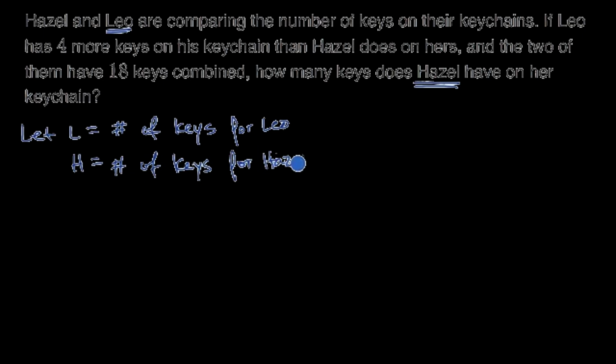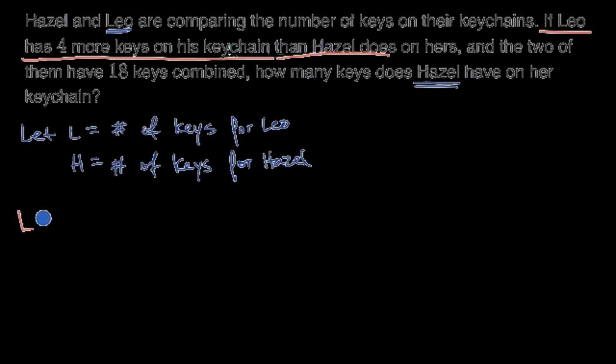Obviously, if you were doing this on a test like the SAT, you wouldn't have to write all of this out. You would be trying to get to the solution, but I'm trying to explain it out for you, so I will do that. Let's see how we can set up these 2 constraints that they gave us as equations. It says Leo has 4 more keys on his keychain than Hazel does. So how could we write that mathematically? We could write that the number of keys that Leo has is 4 more than the number Hazel has. So it's Hazel plus 4. We could write it like that.